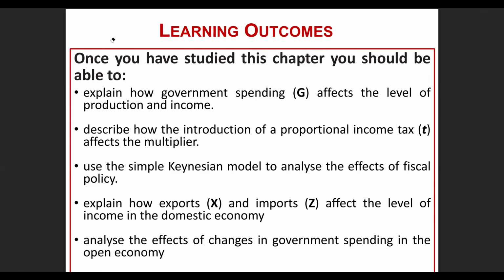So the learning outcomes: once you have studied this chapter, you should be able to explain how government spending, which is denoted by G, affects the level of production and income. Must be able to describe how the introduction of proportional income tax affects the multiplier. Must be able to use the simple Keynesian model to analyze the effect of fiscal policy. Must be able to explain how export X and import Z affect the level of income in the domestic economy. Then you must also be able to analyze the effect of changes in government spending in the economy.